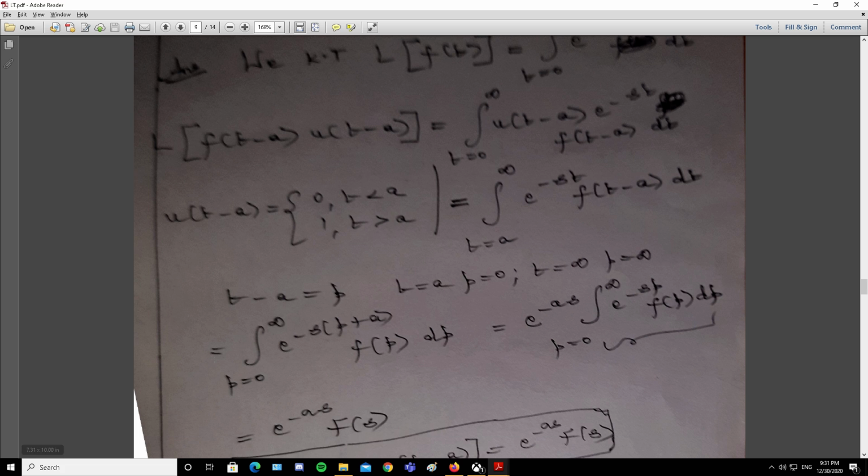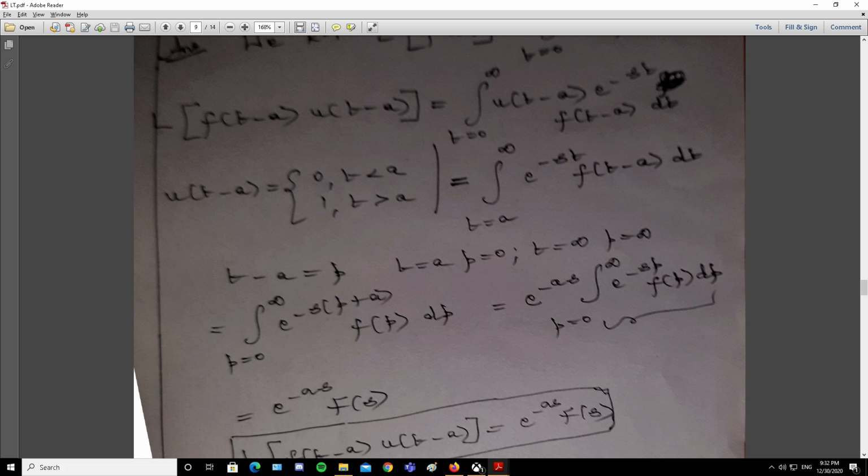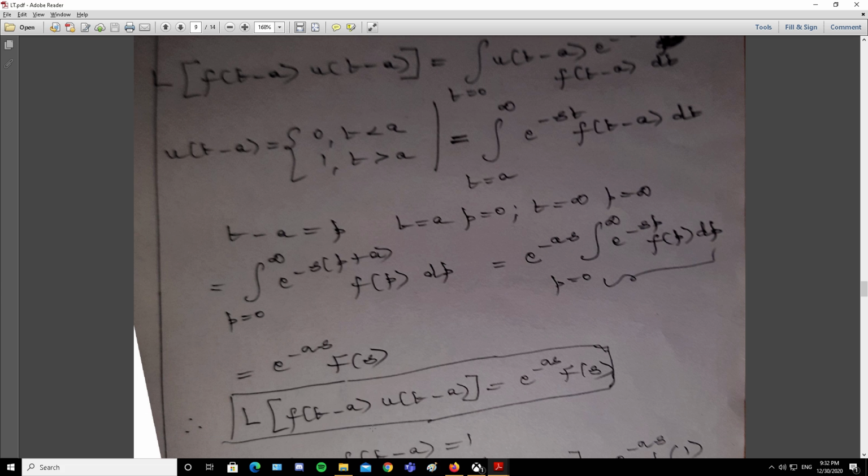So now you have the exponential term split into two exponentials. So it is e power minus as into integral 0 to infinity e power minus sp f of p dp. So e power minus as is outside. Integral p equals 0 to infinity e power minus sp f of p dp is nothing but the Laplace of the function, that is f of s. So we have the Heaviside shift theorem: Laplace of f of t minus a u of t minus a is e power minus as f of s.